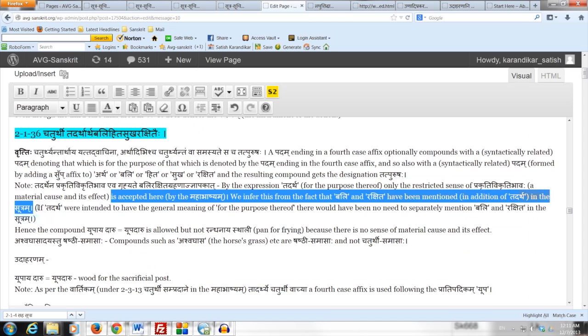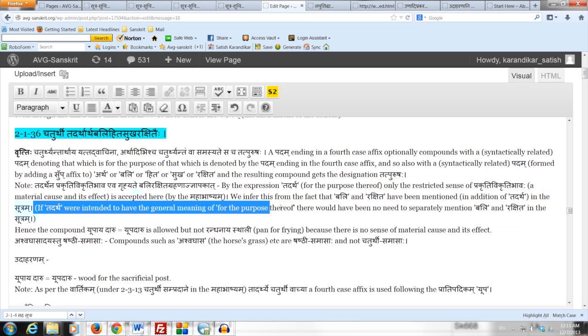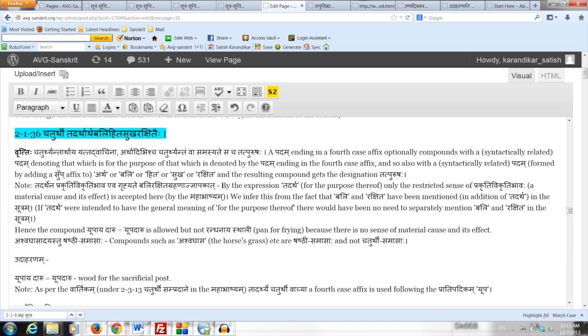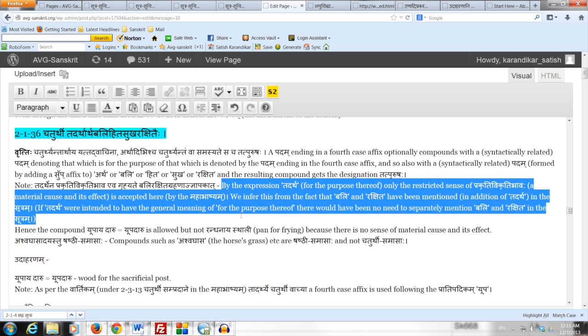If Tadartha were intended to have the general meaning of for the purpose thereof, there would have been no need to separately mention Bali and Rakshita in the Sutram, because they would also come under the general heading of Tadartha. The fact that Panini has mentioned Bali and Rakshita separately tells us that Tadartha has a restricted meaning of Prakriti Vikriti Bhavaha, which means that only when something is a Prakriti, the material cause, for the Vikriti, which is the transformed effect, only then it qualifies as Tadartha.